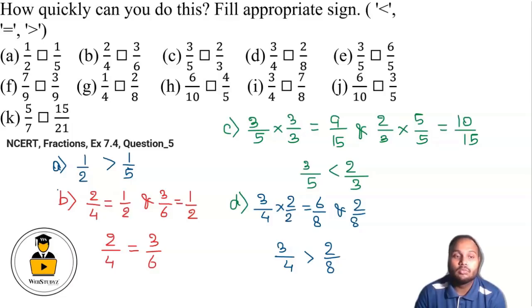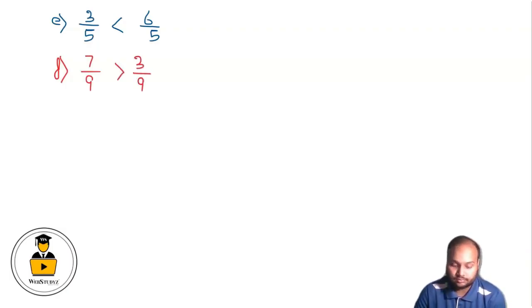Let us now move to the next part, that is E part. So in E part we have 3 by 5 and 6 by 5. Since denominators are equal, we will look for the numerator. So 6 is greater, therefore 6 by 5 will be greater. Let us write the F part. In F part we have 7 by 9 and 3 by 9, in which 7 is greater, so 7 by 9 will be greater.